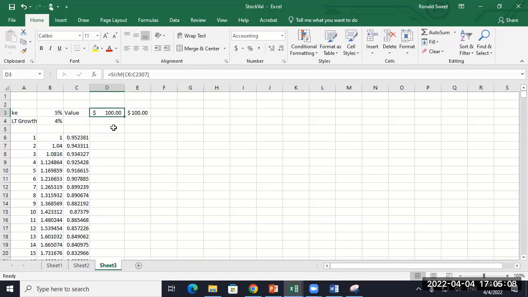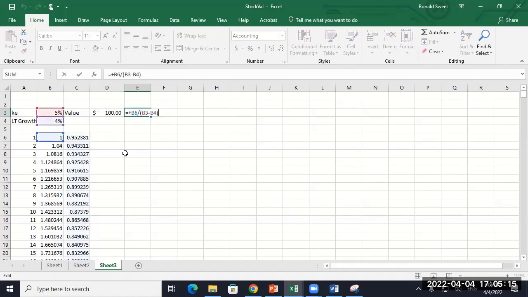Right? The value of a stock is the present value of its future cash flows, or we use this formula, it's next year's dividend divided by the KE minus the growth rate. The same thing, right? You see how that gives you the same answer?